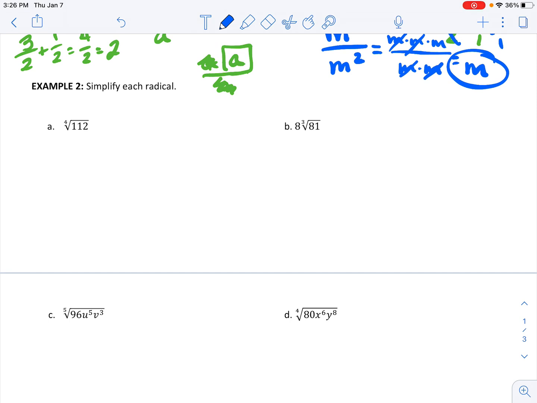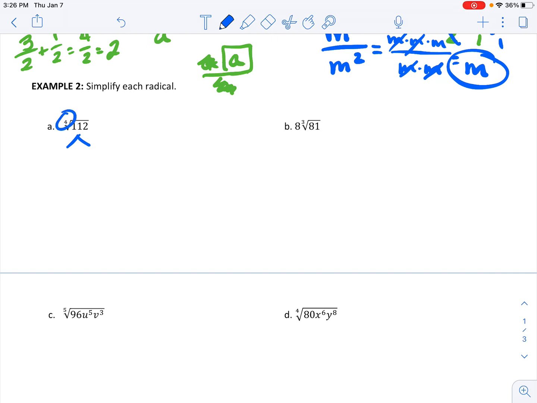It says simplify each radical. Ooh, how does that mean? All right, what we're doing is we're basically going to come up with numbers that we can multiply times itself to go into 112. So I'm going to actually think about in terms of to the 4th power.